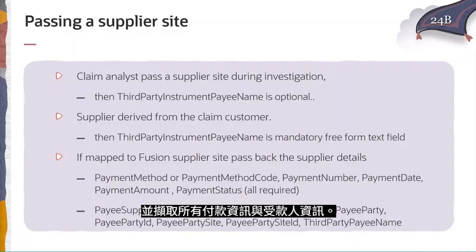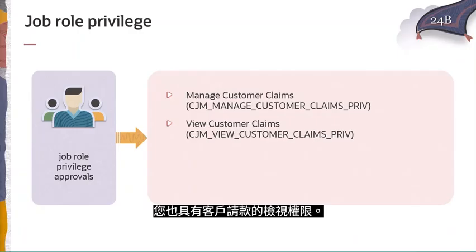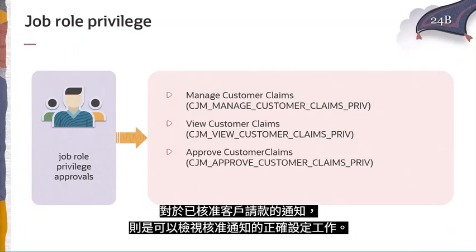Users who are assigned a configured job role that contains the privileges can submit claims for approvals, manage customer claims. You also have the view customer claims and approve customer claims. This is a job role configured that can view the approval notifications. To manage task configuration for the channel customer claim approval task, you need a custom role that includes the BPM workflow system administrator role.